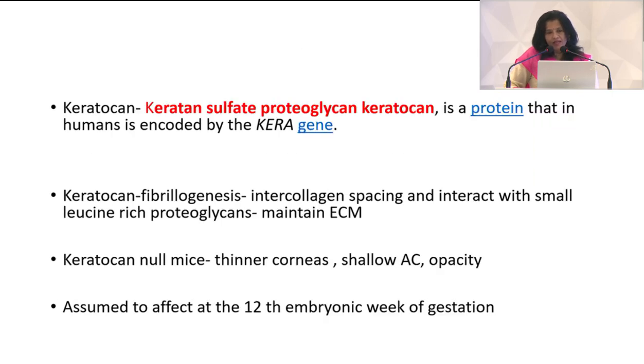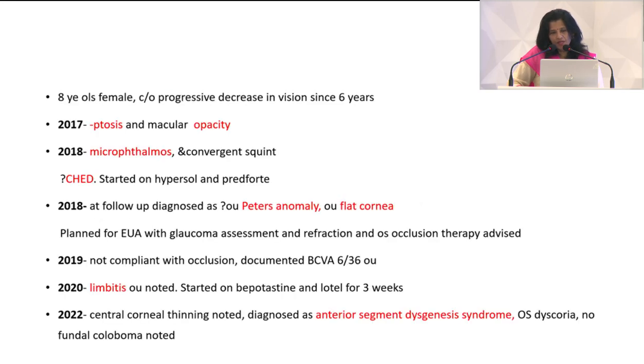The mutation lies on the keratan sulfate proteoglycan, which is a protein needed to maintain the interfibrillar distance in the cornea. This particular protein is prevalent particularly only in the cornea. In mice which are null for keratocan, they have been found to develop thinner corneas with shallower anterior chamber with faint opacities. This kind of aberration seems to occur somewhere at the 12th week of gestation.